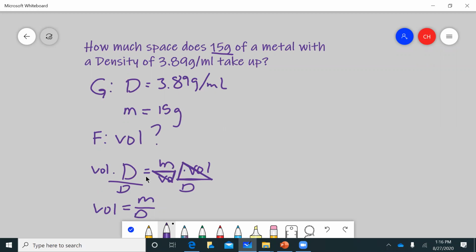So you guys will be required to do some mild isolating of variables. If you have to refresh on that, go ahead and do so. All right, so I know that my volume is going to equal my mass over my density. Here's my mass. The problem again doesn't explicitly say what units it wants, so you can just roll with whatever comes out. Mass is 15 grams over 3.89 grams per milliliter. I like to write all my units.